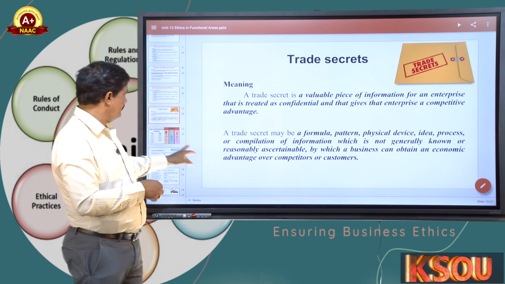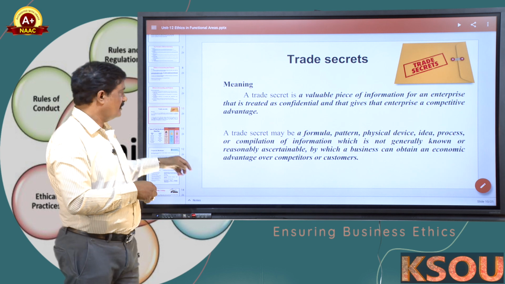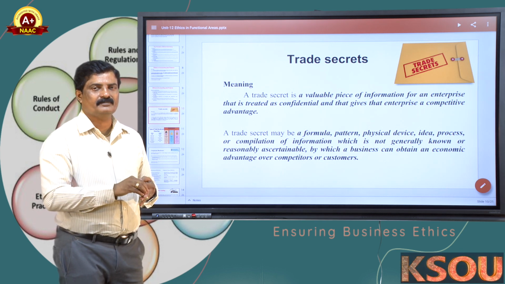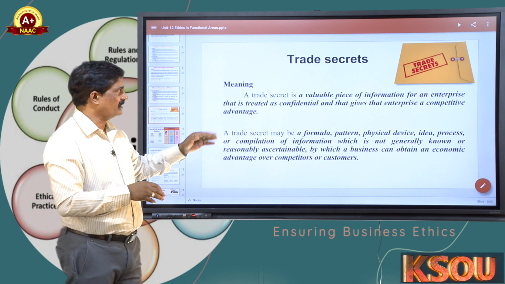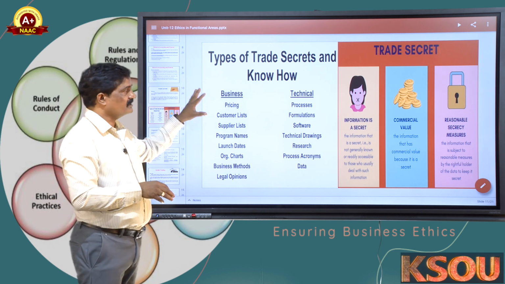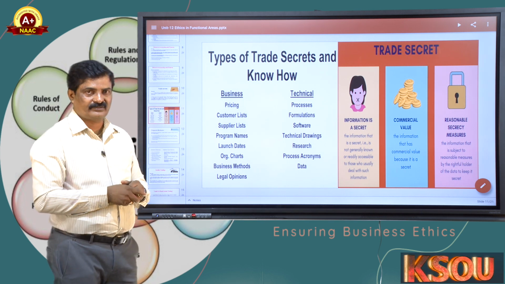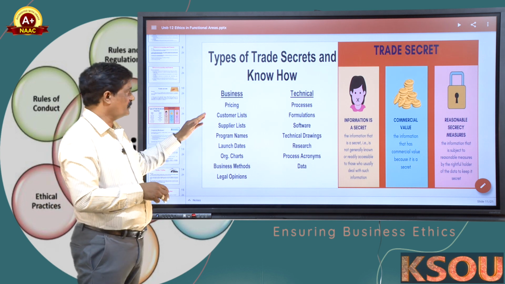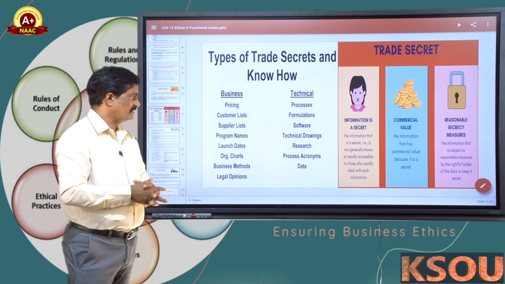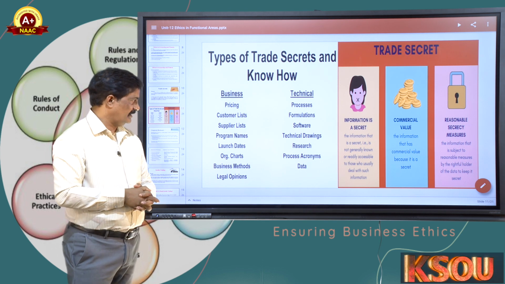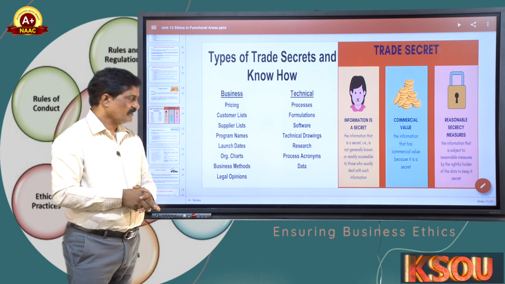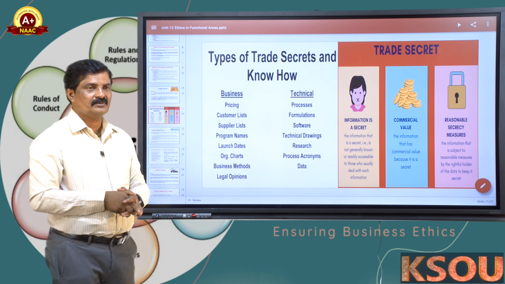What information are we not supposed to share? One is the copyright, design, and launch of a product. This kind of information you are not supposed to share. That's called a trade secret. So which are the trade secrets? One is the price you are going to fix for your new product. Then the customer list, the supplier list, program names, launch date, organization chart, your business methods, and your legal opinions are not supposed to be shared.